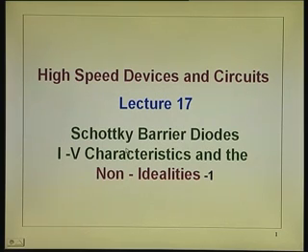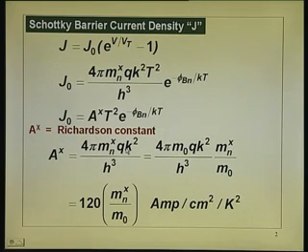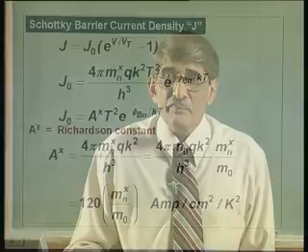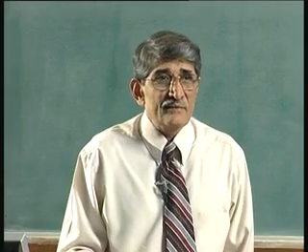Before we get on to that discussion, let us take a look at some of the things we have already seen. We have shown that the Schottky barrier current density J can be expressed as J naught, just like the diode, J naught into e to the power of V by V t minus 1. The only difference is that J naught comes up by a different mechanism compared to the p-n junction. We will discuss today what exactly the difference is.